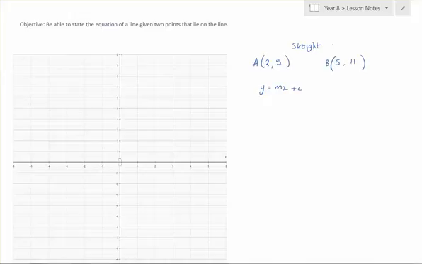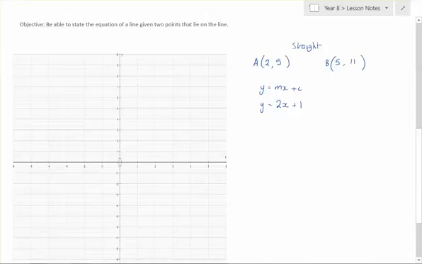Times 2 plus 1. Yeah? 2 times 2 is 4, plus 1 makes 5. 5 times 2 is 10, plus 1 makes 11. So I know, really, that it's going to end up being y equals 2x plus 1. Now, it's not always that easy to spot that.